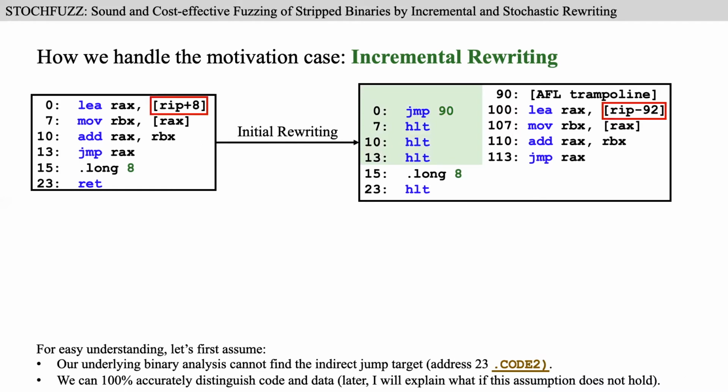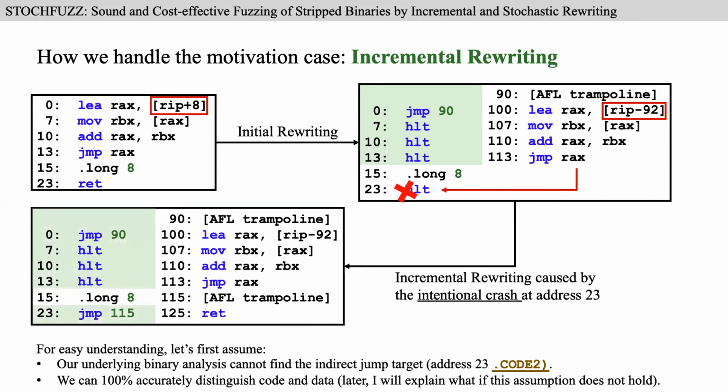Observe that RIP plus 8 in the red box is changed to RIP minus 92 because of the higher address. It is because we are trying to make sure that the evaluation result of each instruction is unchanged before and after rewriting. Decided by this property, the indirect jump at address 113 will go to the original target address 23, which will trigger an intentional crash during a fuzzing run. It indicates 23 is a control flow transfer target.